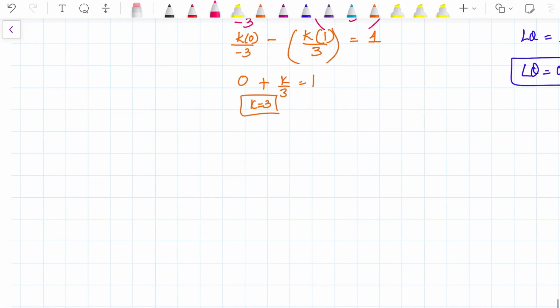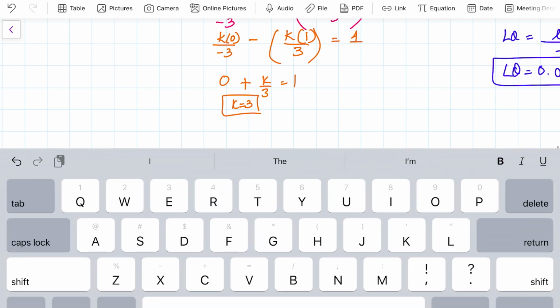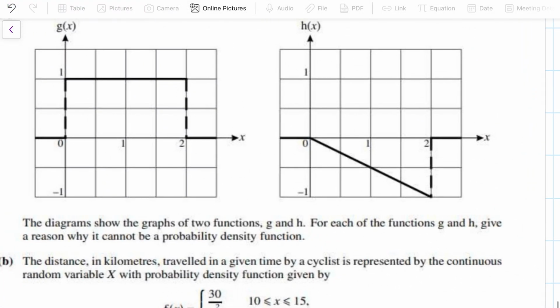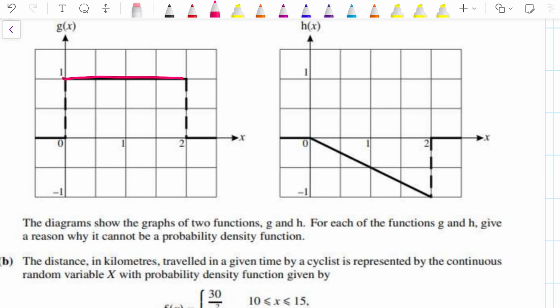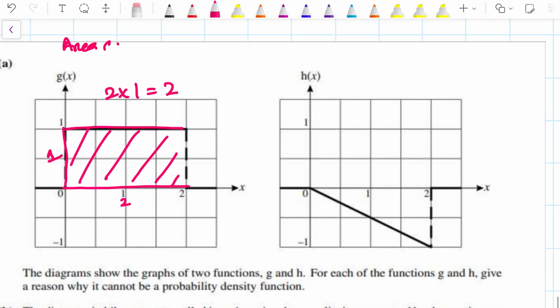All right, folks, let's start with another question. Now, this is going to be a graph question. The diagrams show the graphs of two functions g and h. For each of the following functions, give a reason why it cannot be a probability density function. Okay, this is the probability density function over here. And if I look at this, 2 units, 1 unit. Area under the graph is 2 into 1, 2. Can the area be 2? The area cannot exceed 1.